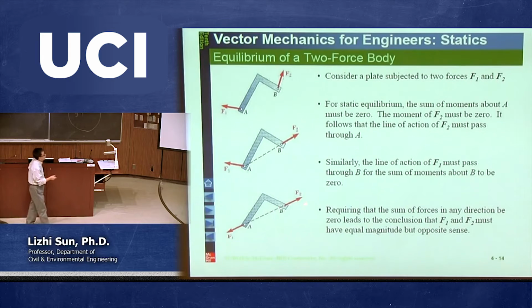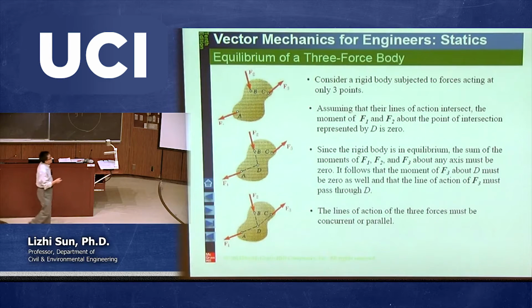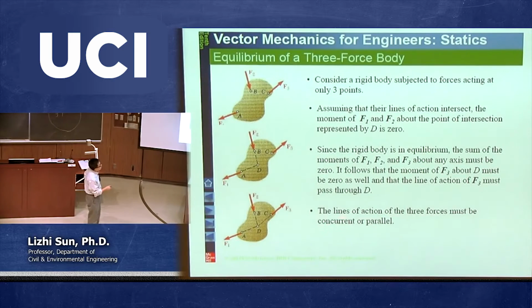This is a very useful conclusion we normally use, including some of the questions you're going to see based on the assignment. Another special situation is what we call the three-force body. So this time, when we have a rigid body, there are three forces acting on three locations in this rigid body. Then the conclusion is all these three forces must be concurrent. So the conclusion is the line of action of the three forces must be concurrent.